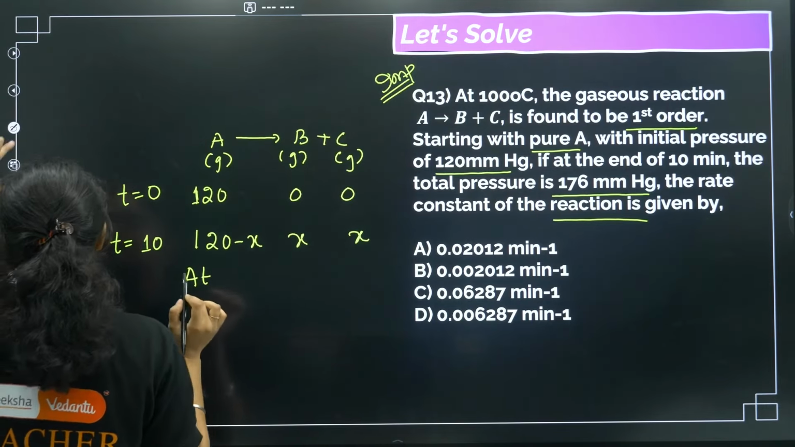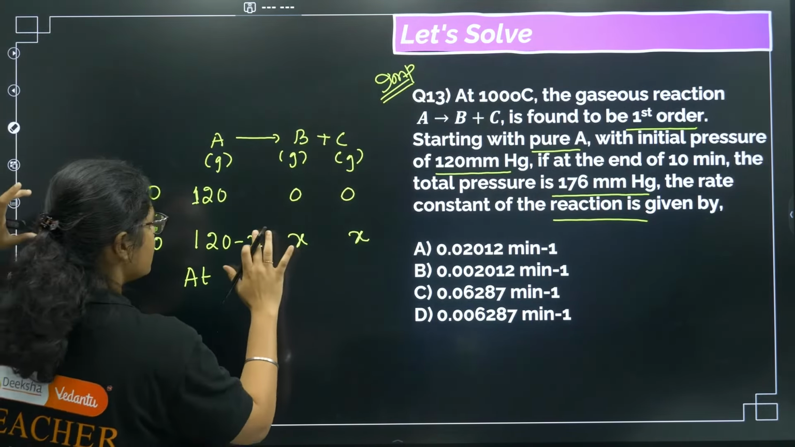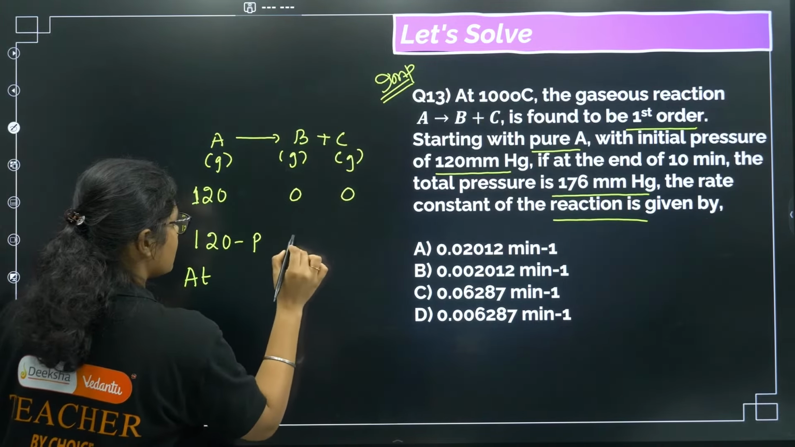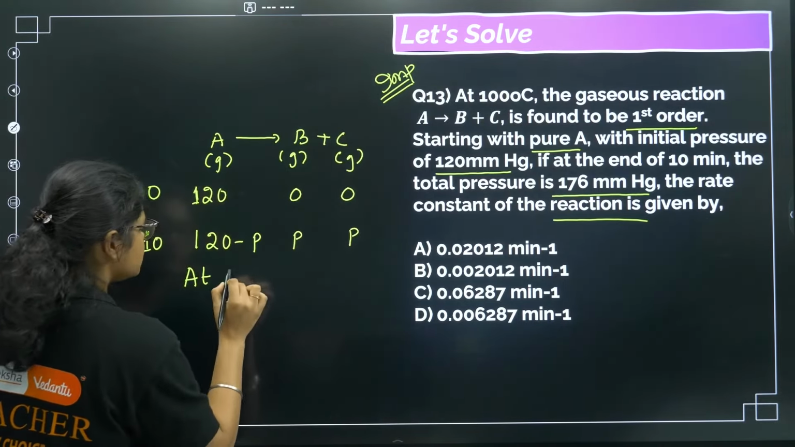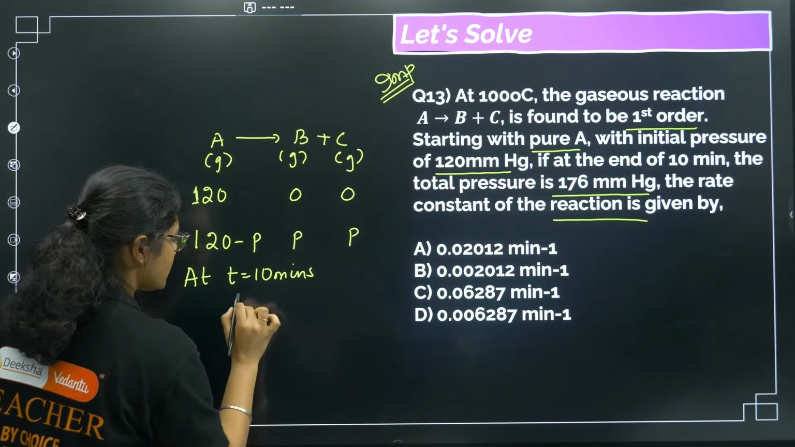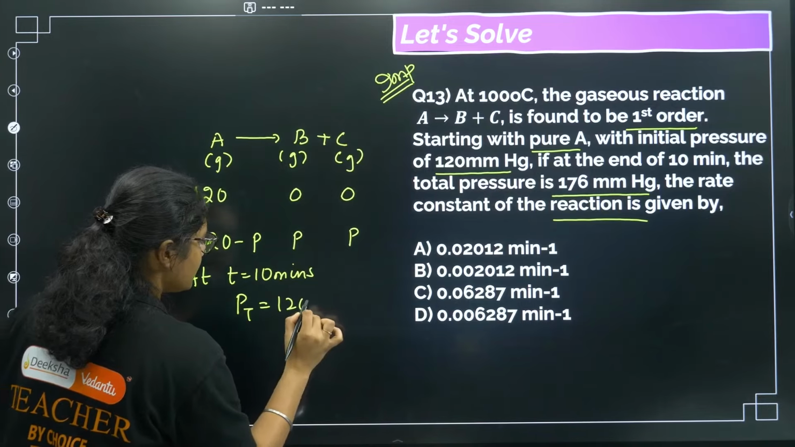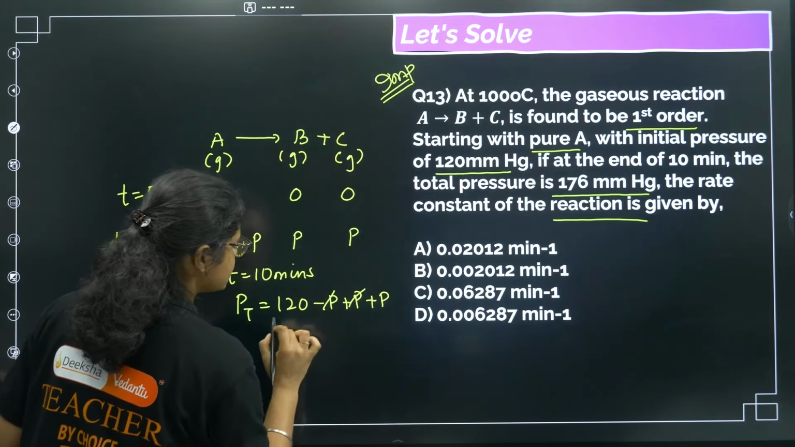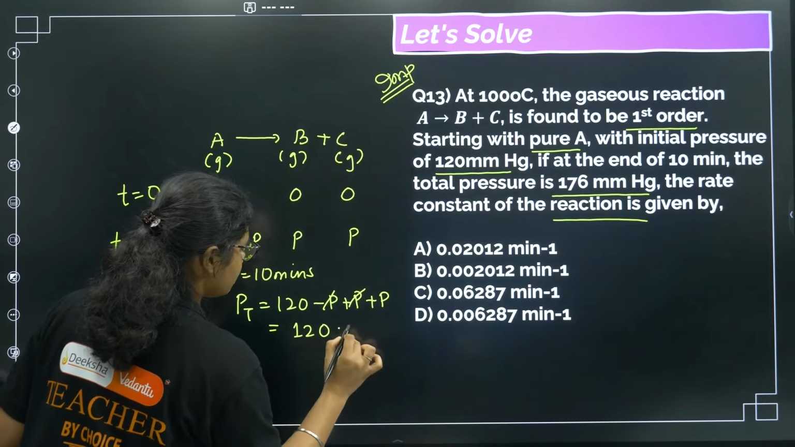So I can say that at 10 minutes, I'll write it as pressure, so that is more clear. X may be confused with something else, so I'll write P, here P and here P. So at T equal to 10 minutes, what is the total pressure? 120 minus P plus P plus P. This will get cancelled, so I'll get 120 plus P.